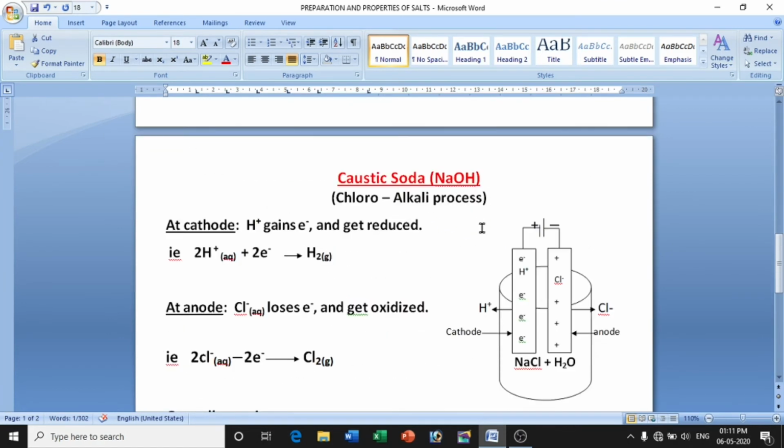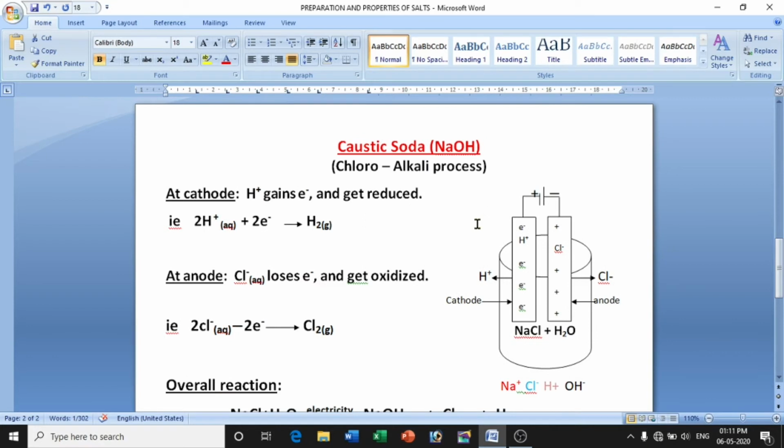or sodium hydroxide, the electrolysis of sodium chloride and water has to be done, and that is why we have taken the electrolyte here in a container, with two electrodes. One is the negative electrode, which is known as the cathode, another is the positive electrode, which is known as the anode, and here a battery is connected.